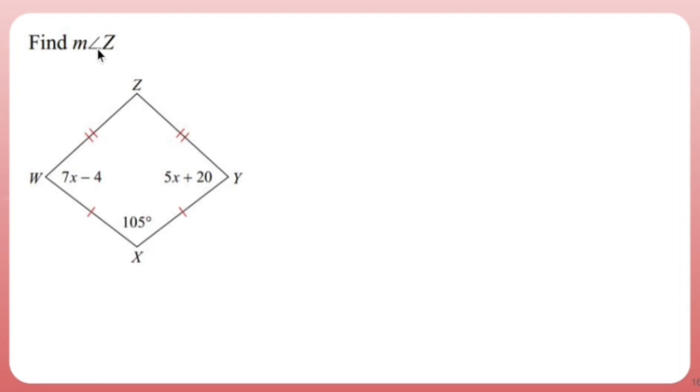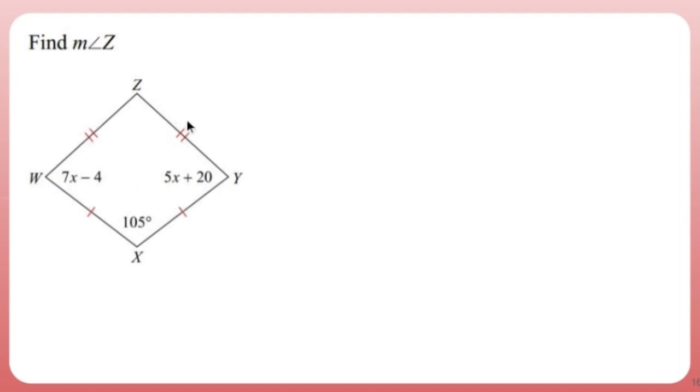Find the measure of angle Z. All right, there's Z. So what I have is 7x minus 4 and 5x plus 20, they oppose each other, and I have 105. So this problem is not near as simple as I wish it was. This is what I know.